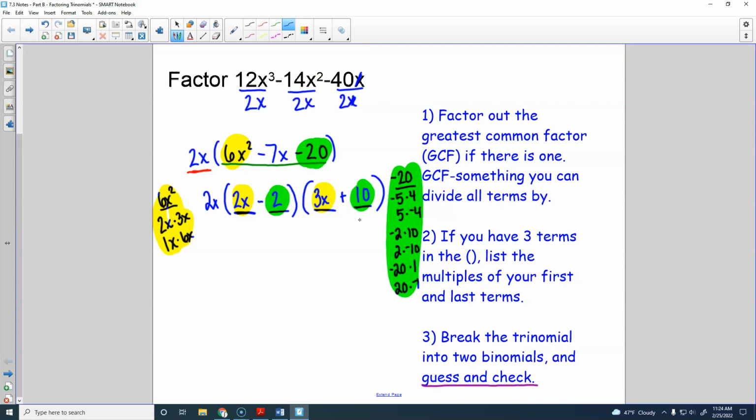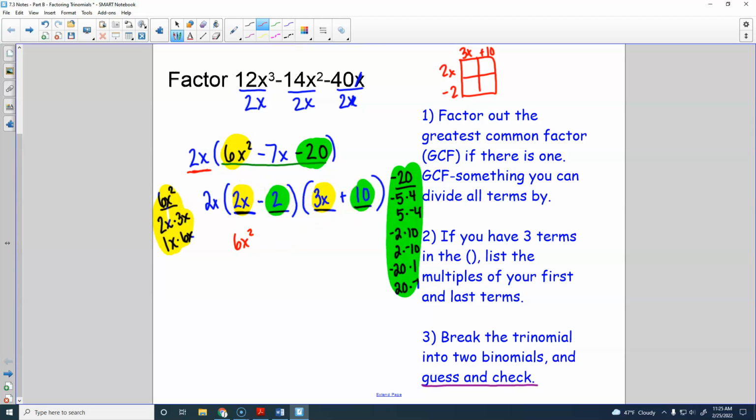Okay? So, to check it, you have to multiply this back to see if it works. You can do that using the box, or I'm just going to distribute here, but the box does that same thing, right? So if you prefer the box, you would do 2x minus 2, 3x plus 10, and check it that way. So I'm going to do the 2x times the 3x, which gives me 6x squared. I knew that was what I was going to get because that was my first term, right? And I picked numbers that would give me 6x squared.